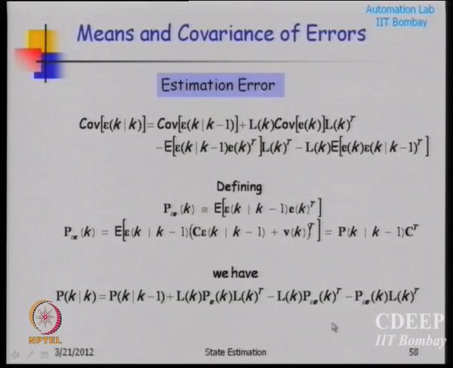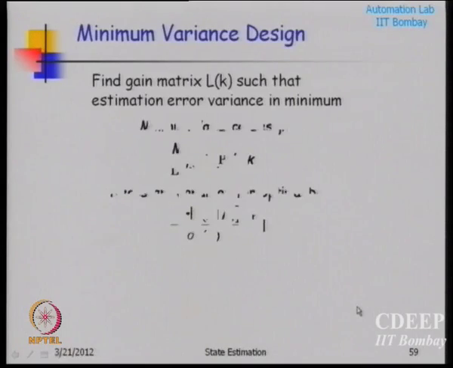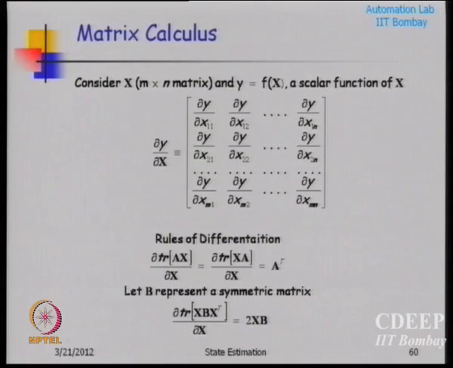So I have to differentiate this term, this term, and this term. To differentiate these three terms, I need these two results. These two are algebraic results. One is, when you differentiate trace of AX or XA with respect to X, you will get A transpose. When you differentiate trace of X B X transpose with respect to X, you will get 2XB. This is just algebra. The final result looks exactly the same as scalar differentiation, except here you will get A transpose. Otherwise it looks almost close to it.